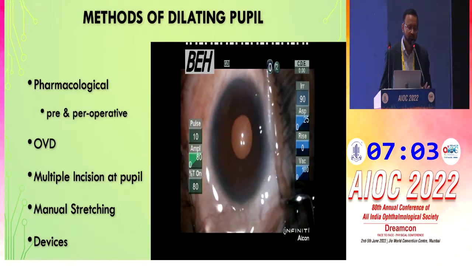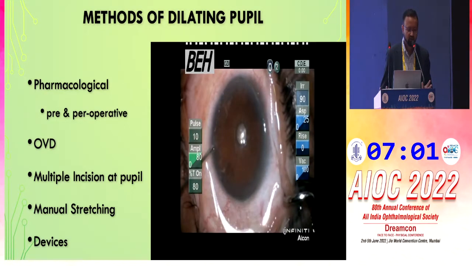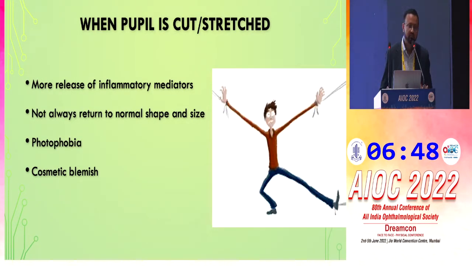And now the pupil is small, so what I need to do? So we can do the pharmacological dilatation. It could be done preoperatively and postoperatively with the OVDs, with multiple incisions at the pupil or manual stretching and devices. But when the pupil is cut or stressed, there are more inflammatory mediators released and not always the pupil returns to its normal position. The patient is complaining of photophobia or there is some cosmetic blemish after the surgery. So I personally don't prefer it.